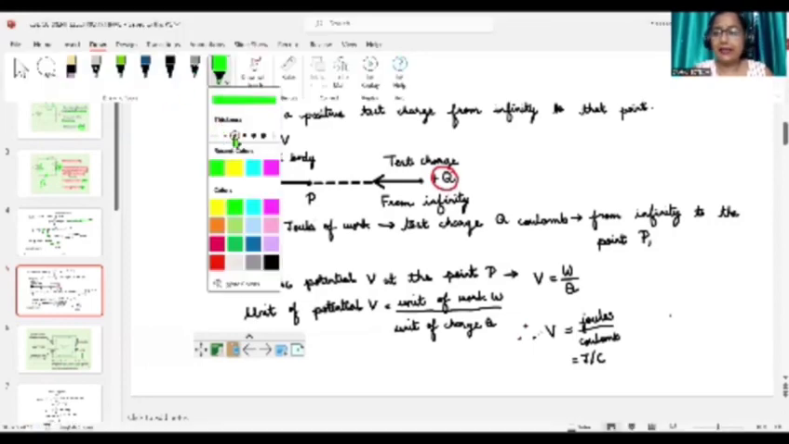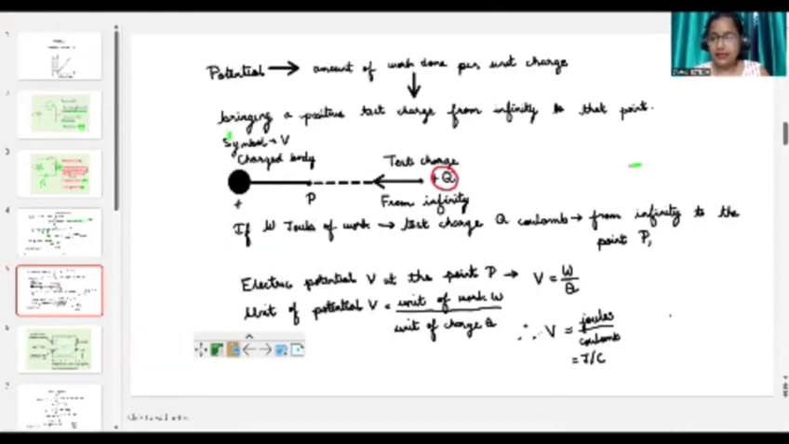We can write that the electric potential at the point P, what is that? Electric potential at the point P is equal to W by Q.